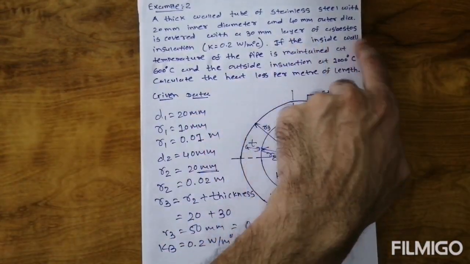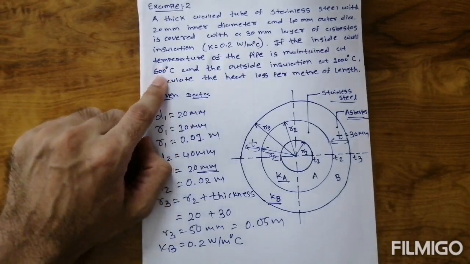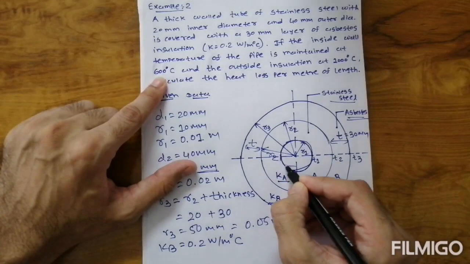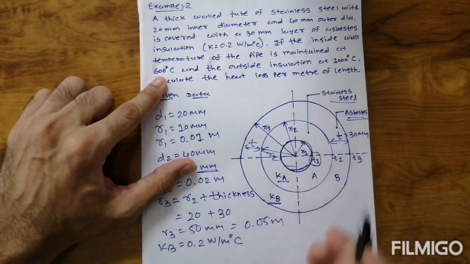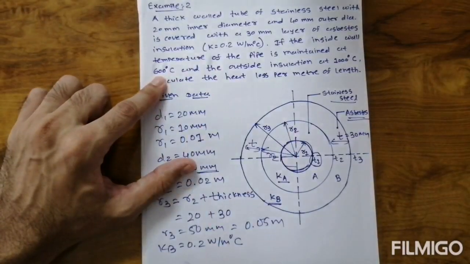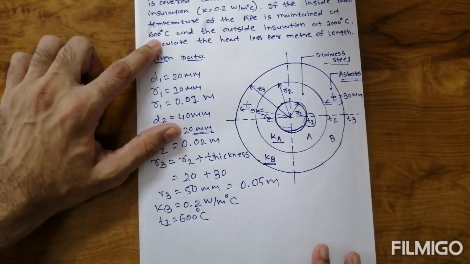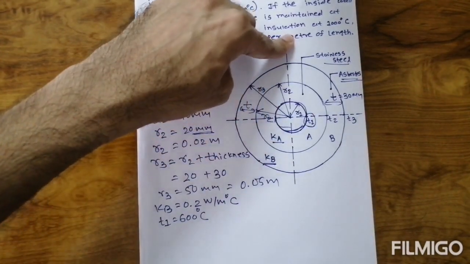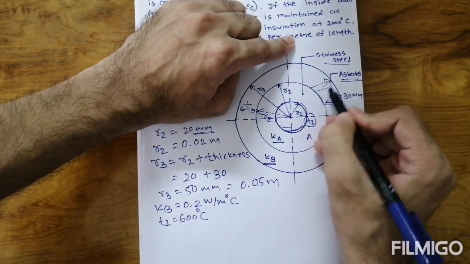If the inside wall temperature of the pipe is maintained at 600 degrees Celsius, it means the inside wall surface maintains that temperature. So T1 is equal to 600 degrees Celsius. The inside temperature is directly given. The outside insulation is mentioned. The outside insulation means the asbestos insulation is there.